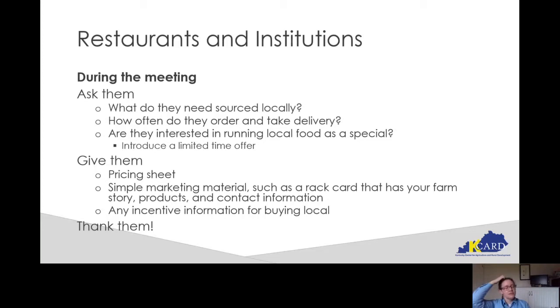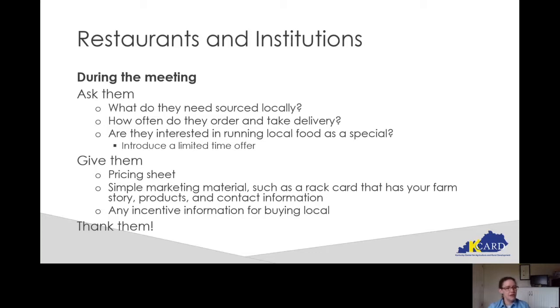Maybe you're going to offer those blueberries for Saturday pancakes one weekend for the restaurant, and it allows each of you to get to know each other. They know they can rely on you. You know they're really going to buy from you. That limited time offer, that one-time opportunity can often help develop a relationship.